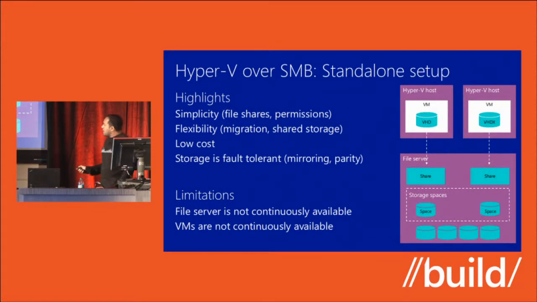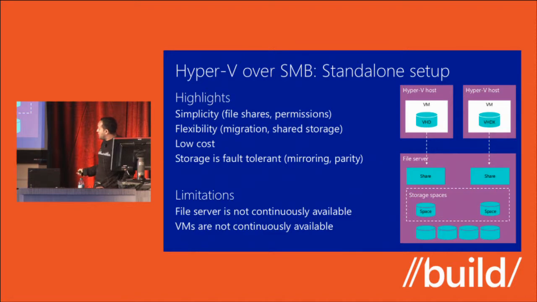Now this is a standalone setup of Hyper-V. So you have multiple Hyper-V hosts and VMs running there, and you have a single file server with a share which is backed by storage spaces. So it basically takes a pool of disks and then converts it into volumes. Now the great thing here is the simplicity. So once you set up your file server with your disks, all you need to do is, as I showed before, provision your share and get access.